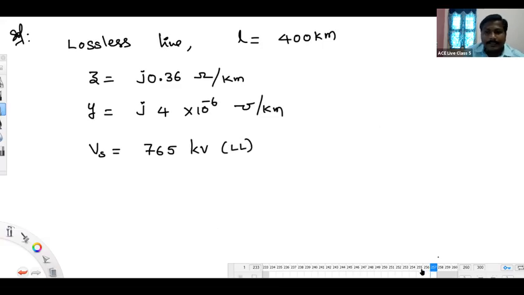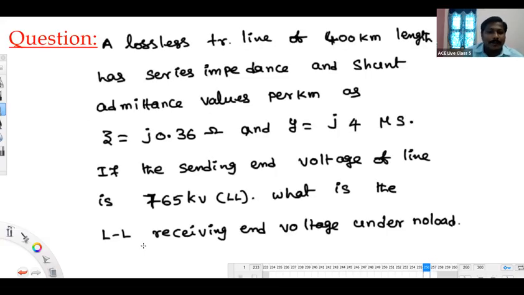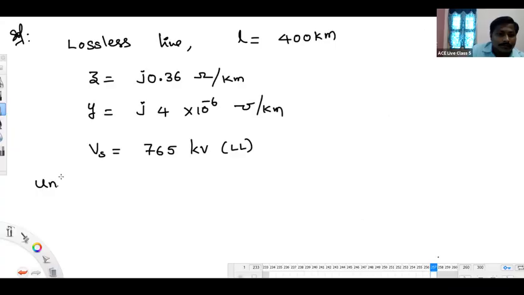765 kV line to line. That's the sending end voltage. What will be the line to line receiving end voltage under no load condition? Under no load, the receiving end voltage VR0, the no load voltage, is equal to the sending end voltage divided by A.